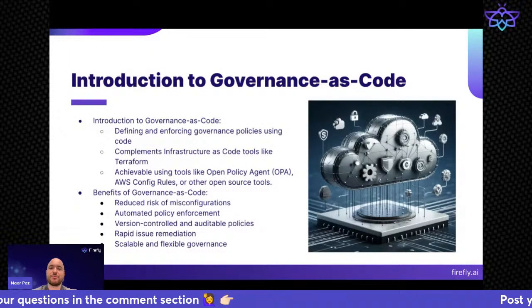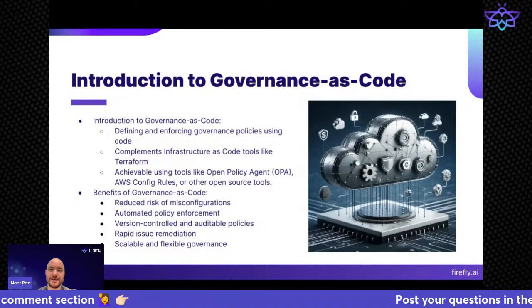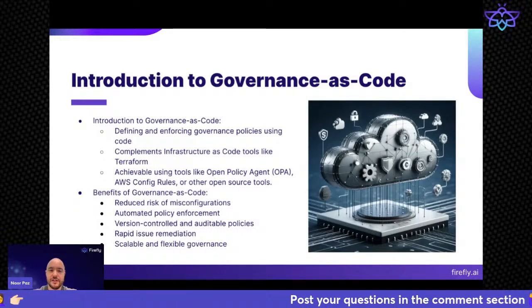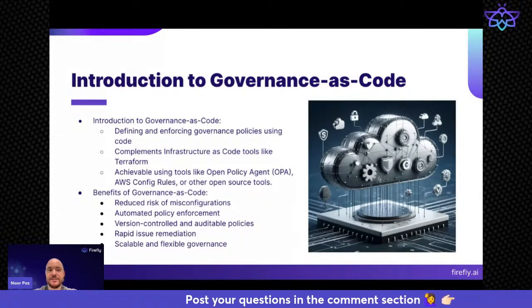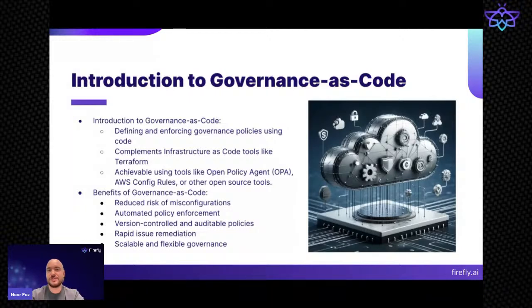Governance as code is the practice of defining and enforcing governance policies using code, rather than manual processes or documentation. It ensures that policies are consistently applied across your infrastructure, reducing the risk of human error and making it easier to maintain compliance. While IaC tools like Terraform help you define and manage your infrastructure as code, governance as code takes it a step further by codifying the policies that govern your infrastructure.